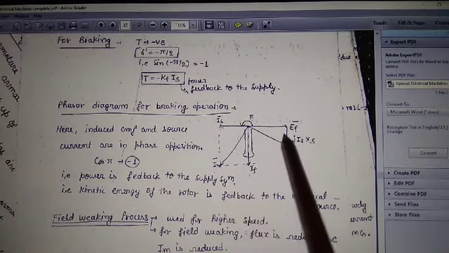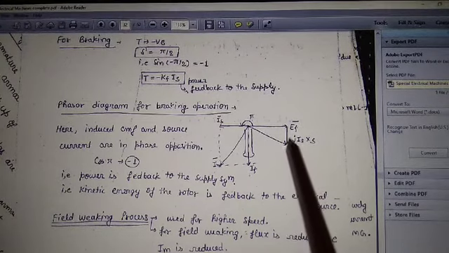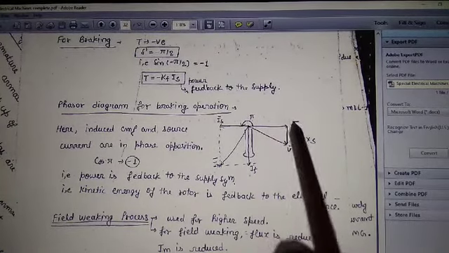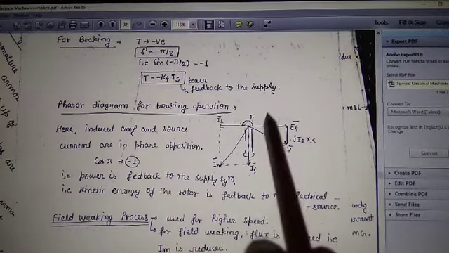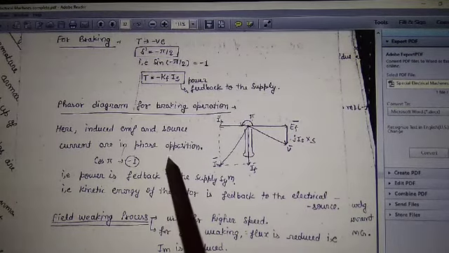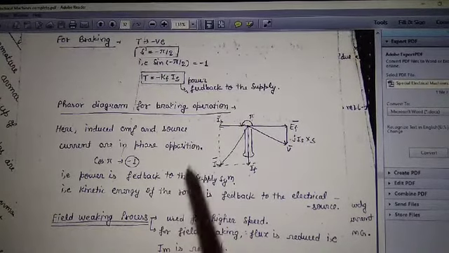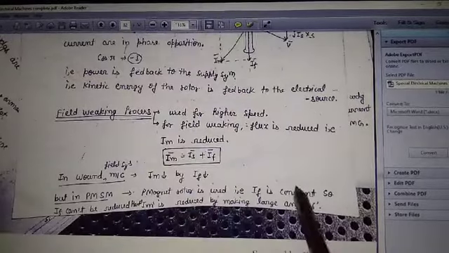And the KVL equation we find in this manner, okay. Here the induced EMF and source current are in phase opposition. Between Ef and Is it is just opposite, and that is cos pi equal to -1. In this case power is fed back to the supply system, that is, kinetic energy of the rotor is fed back to the electrical source, okay.